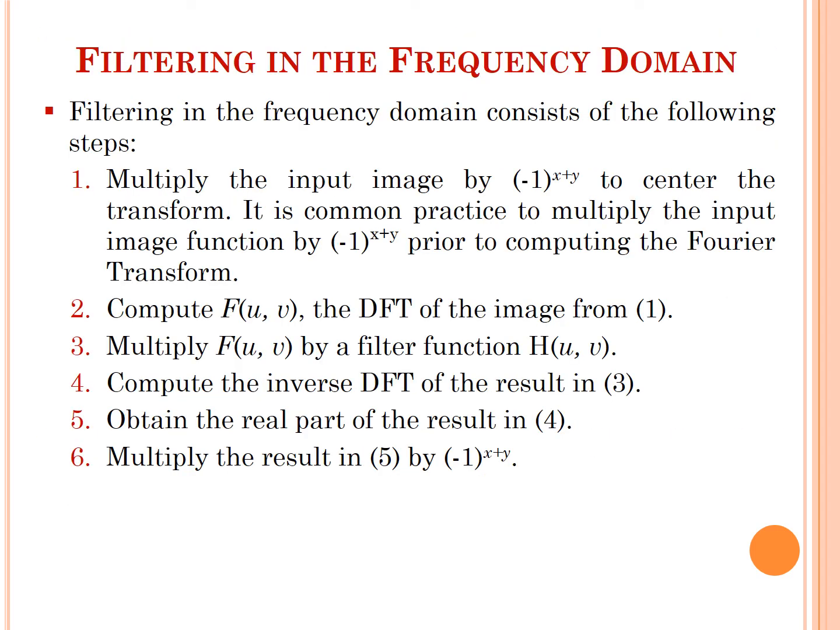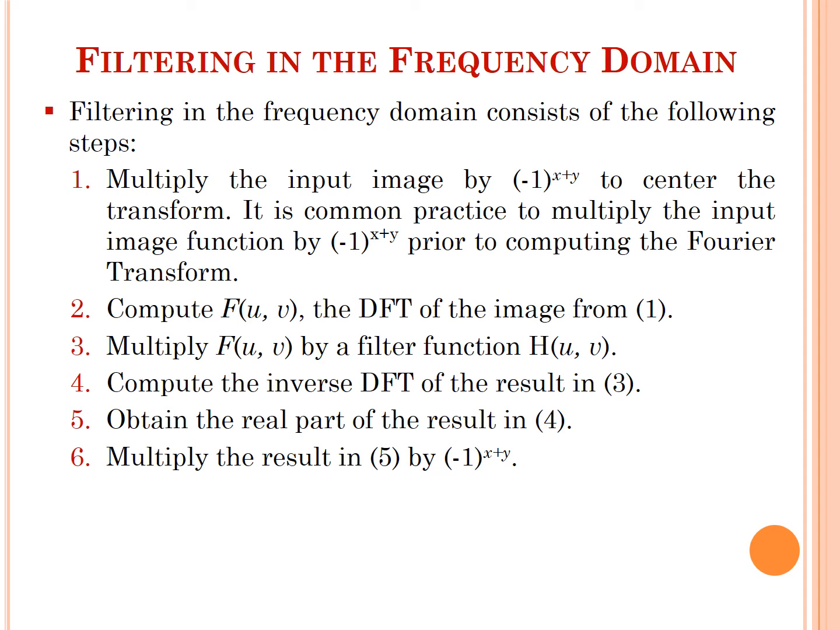Now we will see filtering in the frequency domain. Filtering in the frequency domain consists of the following steps. Number 1: multiply the input image by (-1)^(x+y) to center the transform. It is common practice to multiply the input image function by (-1)^(x+y) prior to computing the Fourier transform.